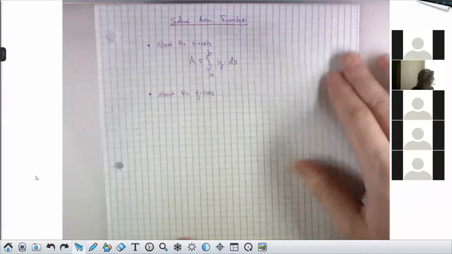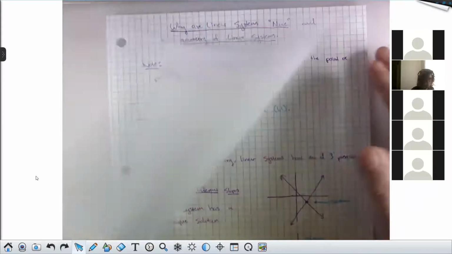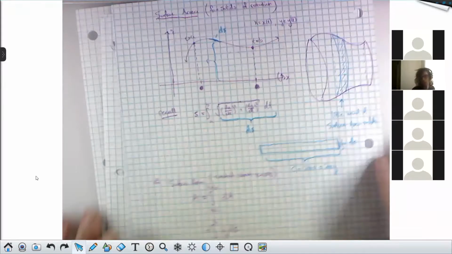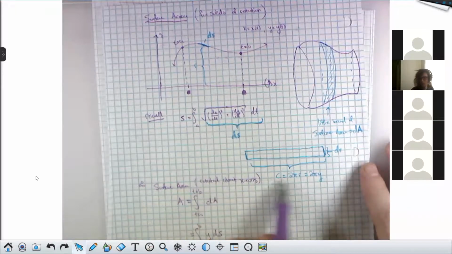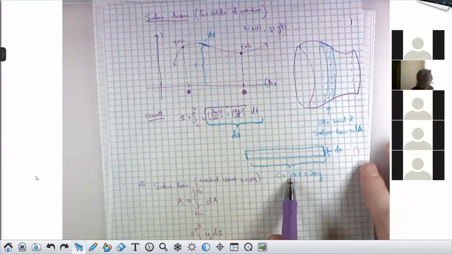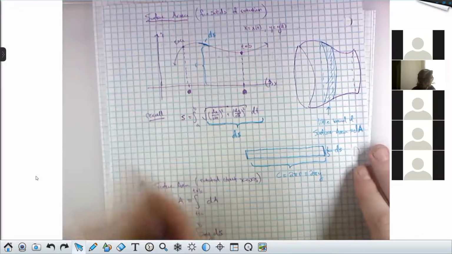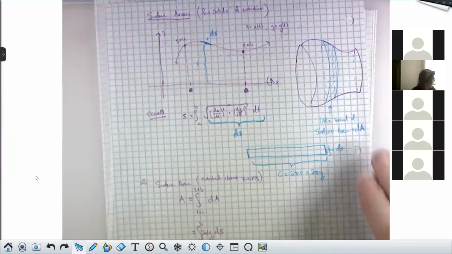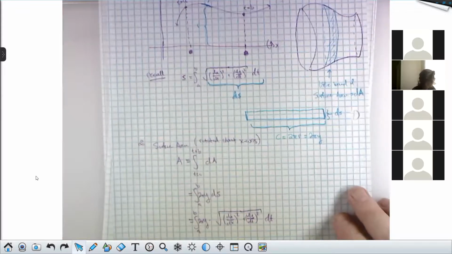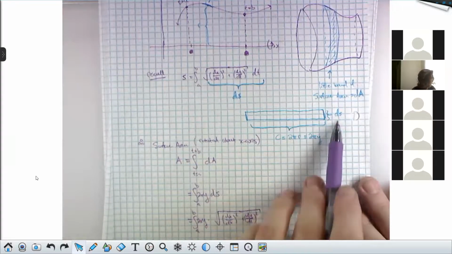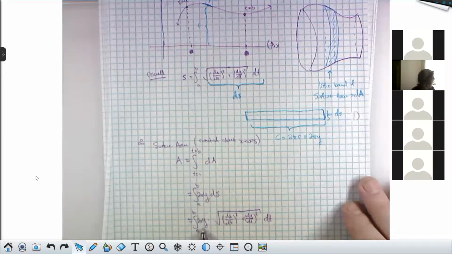Oh, did I lose a 2 pi? I might have lost a 2 pi. Ooh, hang on, thank you. Let me check here. Yeah, sorry. So we've got 2 pi y. My circumference, this should be 2 pi r, 2 pi y times ds. My little dA. Yeah, thank you.